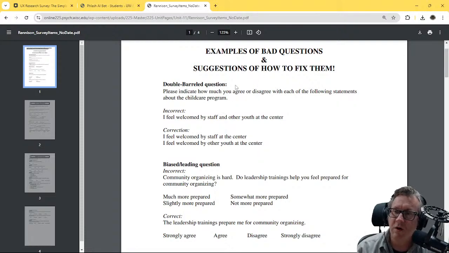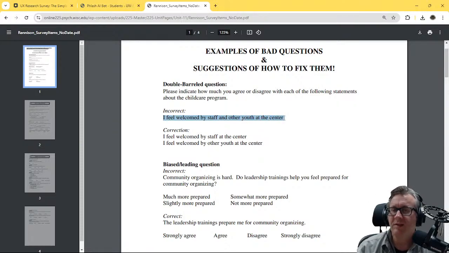First, I mentioned this before, a double-barreled question. I seem to see these a lot, even before knowing what they were actually called. "Please indicate how much you agree or disagree with each of the following statements about the child care program." Here's a little bit of contextual information. What follows is a statement that the person being surveyed would answer. So: "I feel welcomed by staff and other youth at the center."